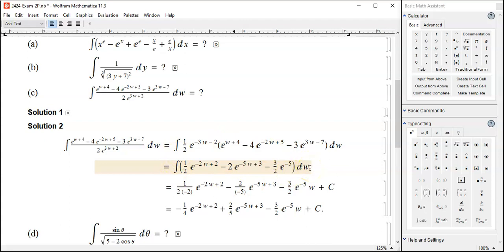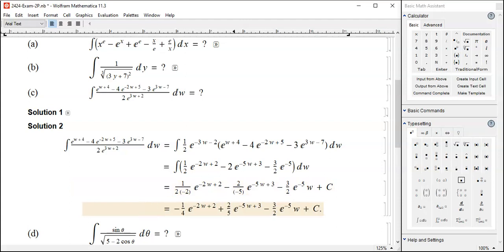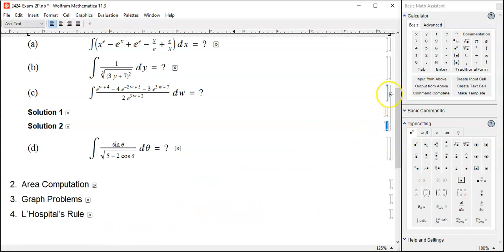Same as before. And take the antiderivative term by term. Exponential stays the same. Undo the chain rule. Exponential stays the same. Undo the chain rule. Exponential stays the same. Oh no, this is not an exponential, just a constant. So we just gain w. Okay. All right.